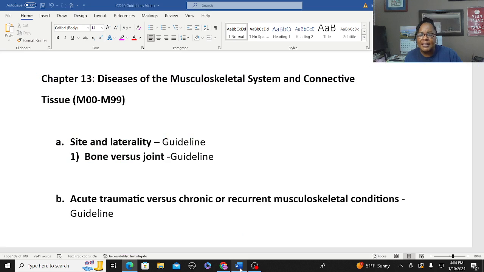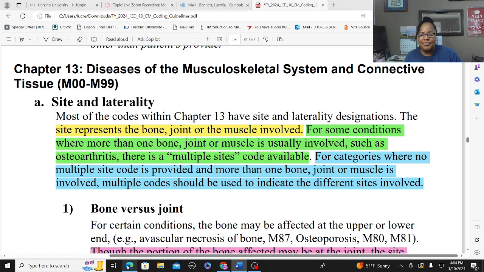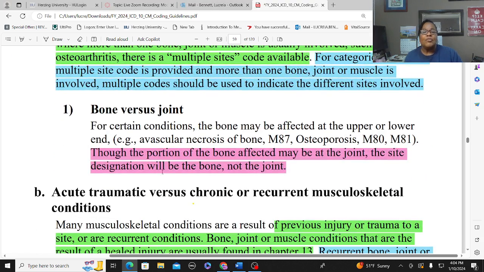Okay, let's go back to the handout, straight from the guideline. Number 1, bone versus joint. For certain conditions, the bone may be affected at the upper or lower end, and though the portion of the bone affected may be at the joint, the site designation will be the bone and not the joint. Okay, the site designation will be the bone and not the joint.